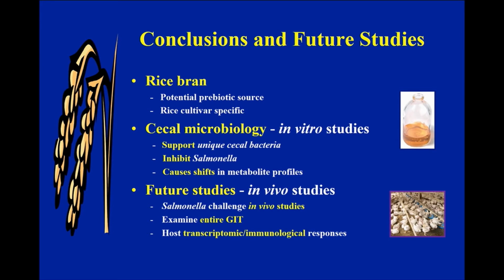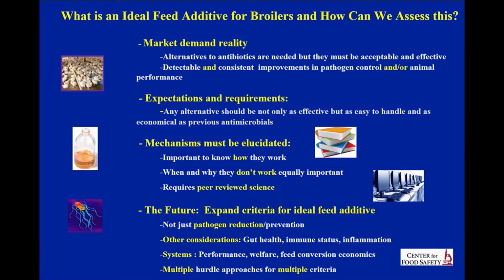And obviously, and we're getting into this now, as we want to get into transcriptomics and immunological responses, start being able to add a layer of host response on top of what we're seeing from a cecal microbiome standpoint. So let me wrap this up by saying, back to our original question: what is an ideal feed additive for broilers, and how can we assess this? And I think we have to accept the market demand reality. And what I mean by that is antibiotics are gone.